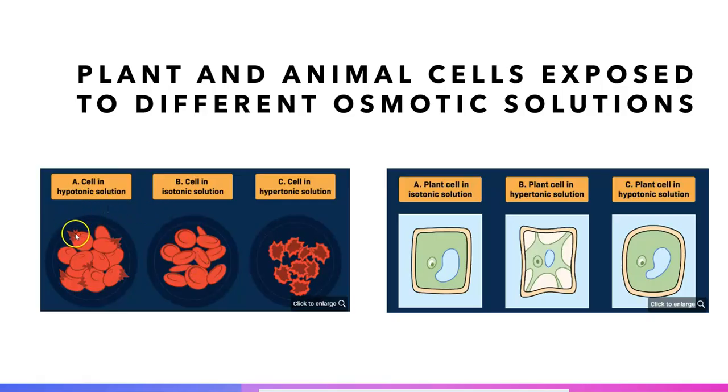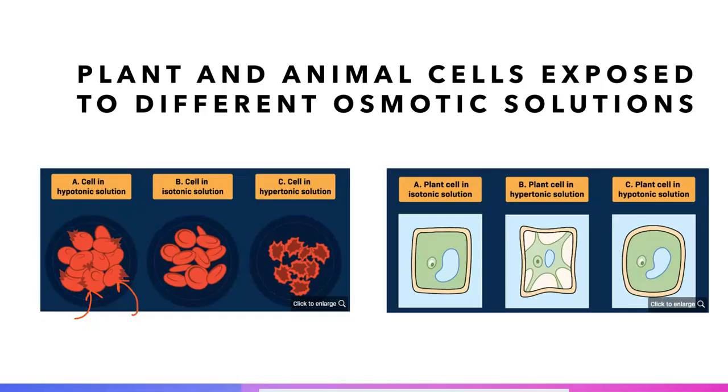On the other hand, if we take our red blood cells and place them in a hypotonic solution, so the outside around the red blood cells has a lesser solute concentration compared to inside of our red blood cells, what's going to happen is that water is going to move from a hypotonic environment to a hypertonic environment. So water is going to move into our red blood cells.